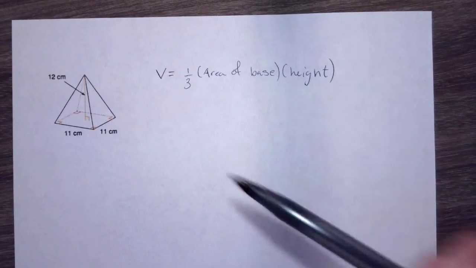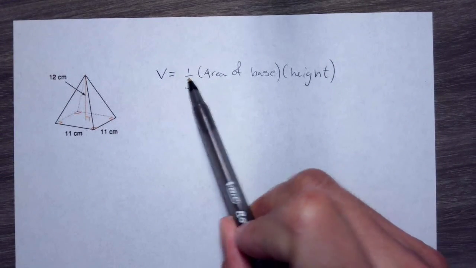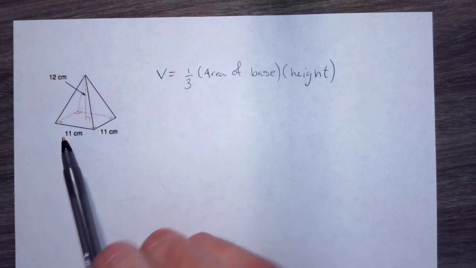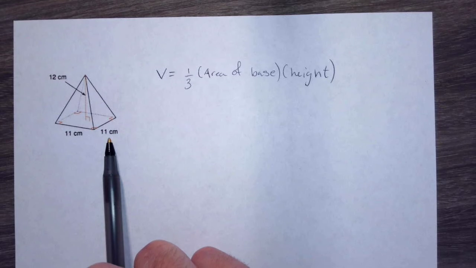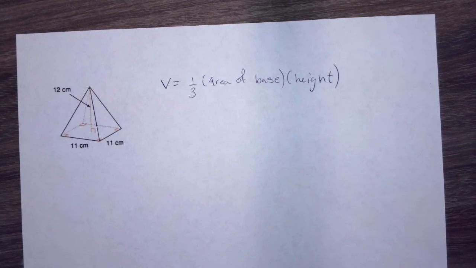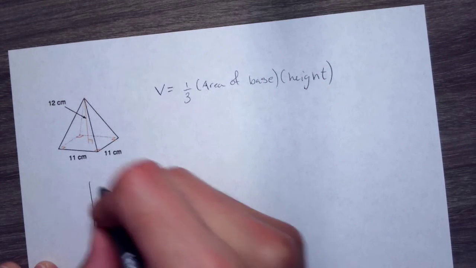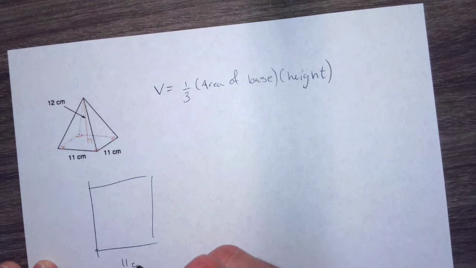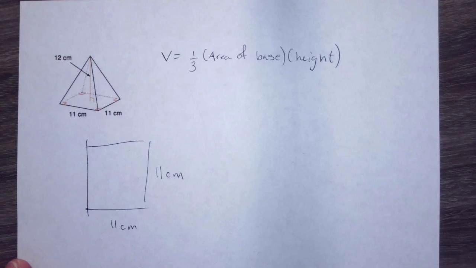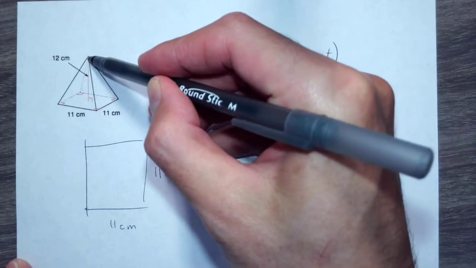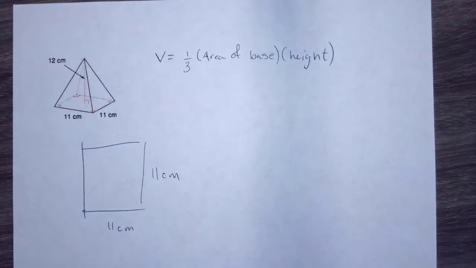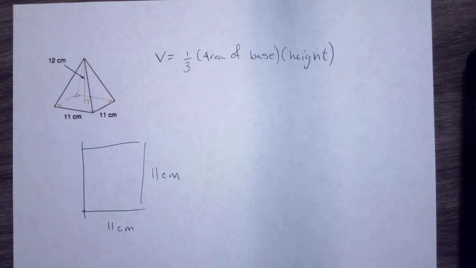All right, so the formula will be 1/3 times the area of the base. This will be the base. In this case, it looks like a rectangle, sorry, a square, because those are both the same. So the base in this case is a square. And the height, of course, is just the perpendicular distance from the very tip of the pyramid all the way down to the center of the base.